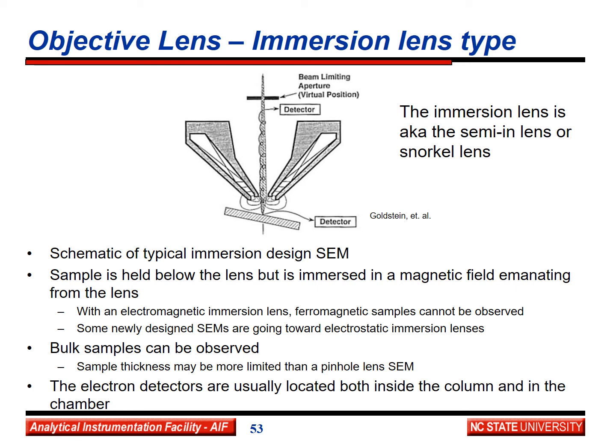With many microscopes, it's possible to turn the immersion lens on and off so that you can have low resolution mode with the immersion field off and high resolution mode with the immersion field on. The downside to an immersion lens SEM is that ferromagnetic materials cannot be observed in high resolution mode because they are lifted off the sample holder and deposited onto the lens, which is bad for the lens.